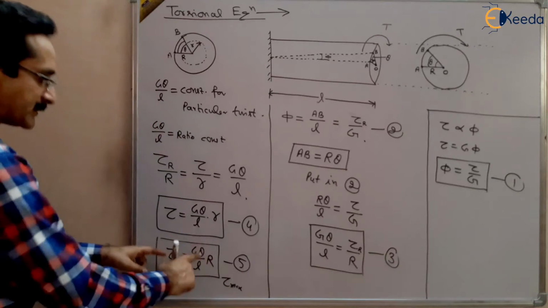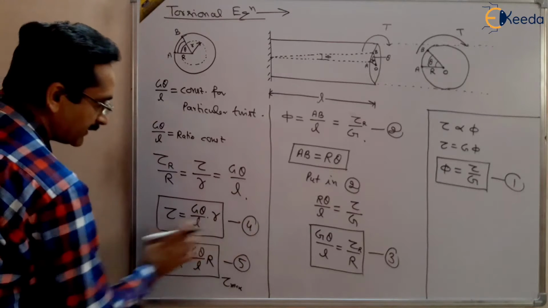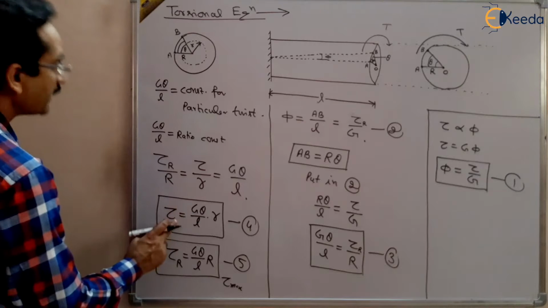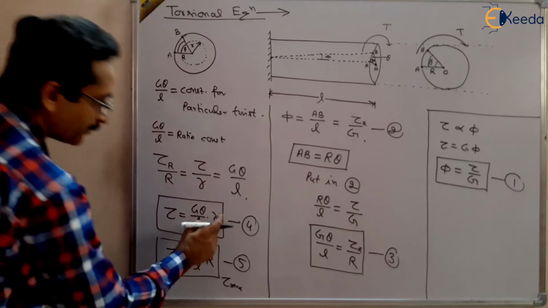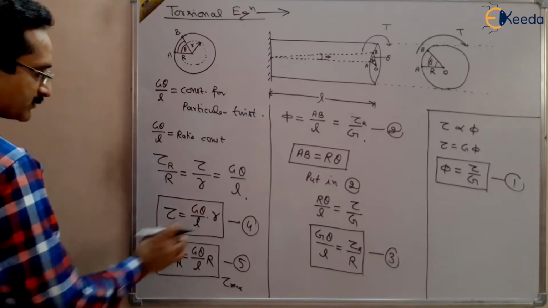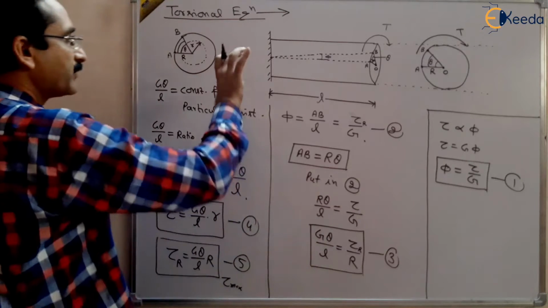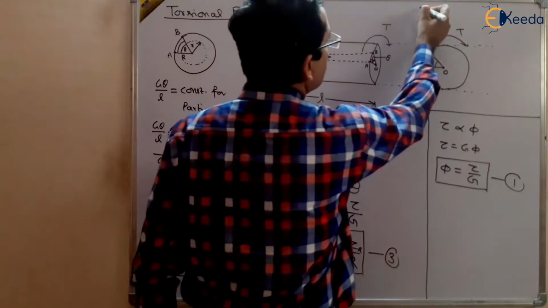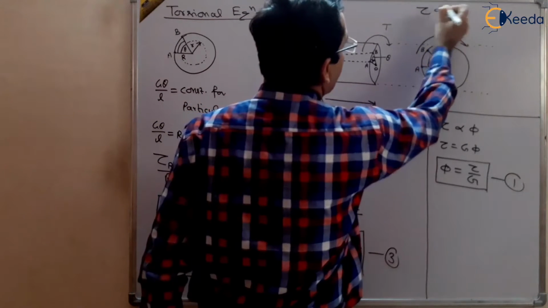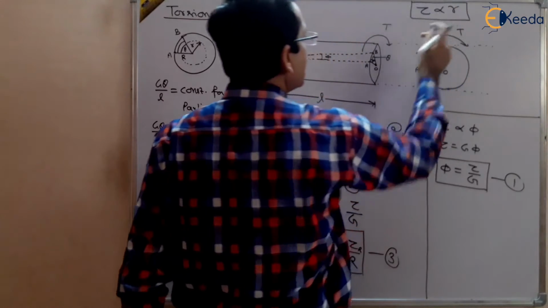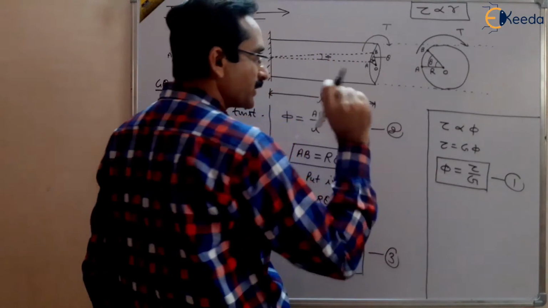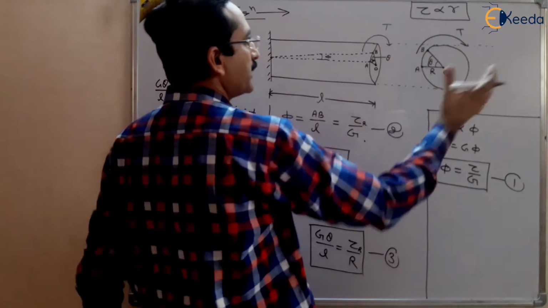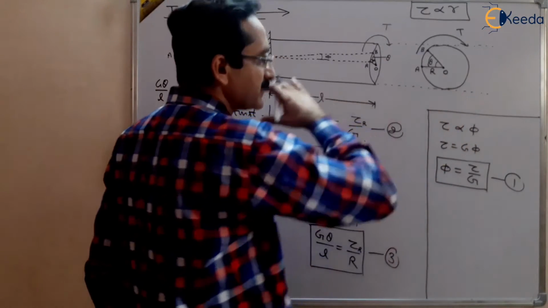So tau max will be maximum at the outer radius, and it is varying linearly because tau is proportional to r. We have seen that the shear stress tau is proportional to the small radius r, because G theta by L is constant for a given angle of twist, right? So tau is proportional to r, and it is a linear variation, and r we are taking from the center. At the center shear stress will be 0, and at the outer radius shear stress will be maximum, varying linearly.